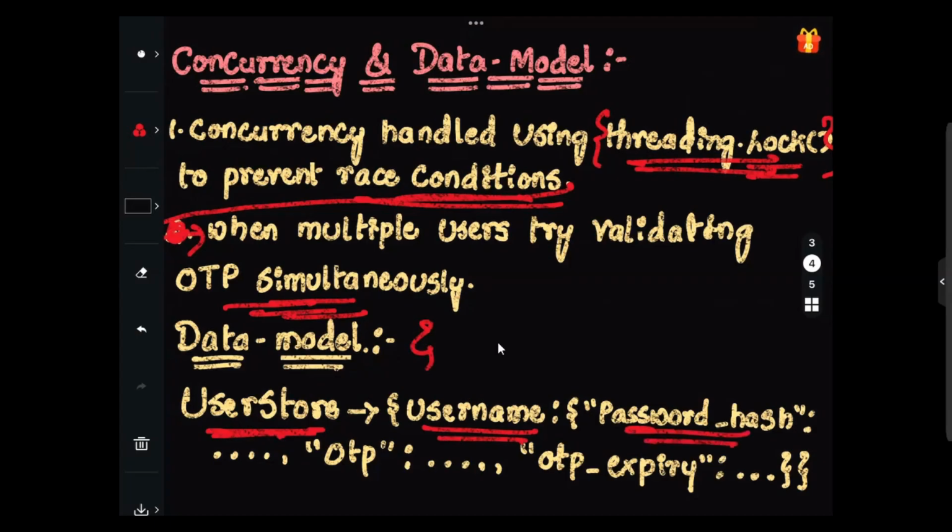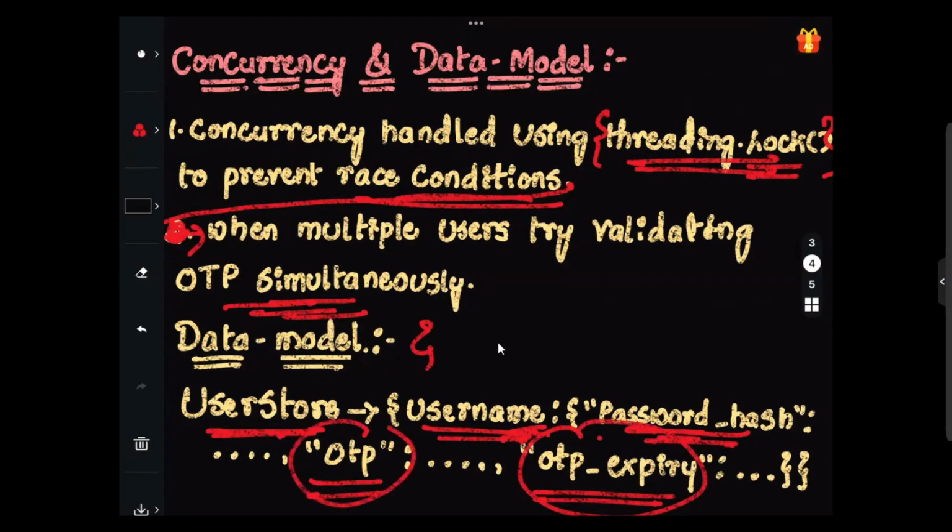So here we'll be going with the username, and then we'll be going with the password hash within the curly braces, which consists of the OTP and the OTP expiry. Yeah, OTP and the OTP expiry. Set timer. We have to go with the expiry timer for the OTP.